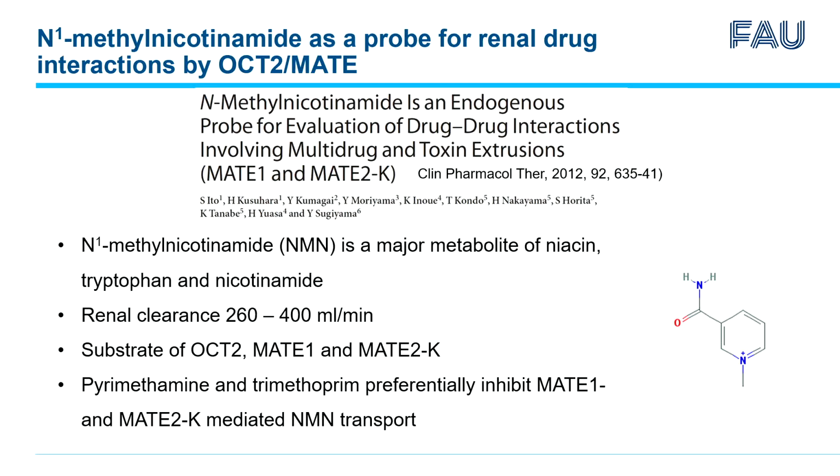In vitro data show that it's a substrate of OCT2, MATE1 and MATE2K. And also in vitro data indicate that classical inhibitors such as pyrimethamine and trimethoprim preferentially inhibit the MATE transport with higher potency compared to the OCT2 mediated transport of the respective substrates.